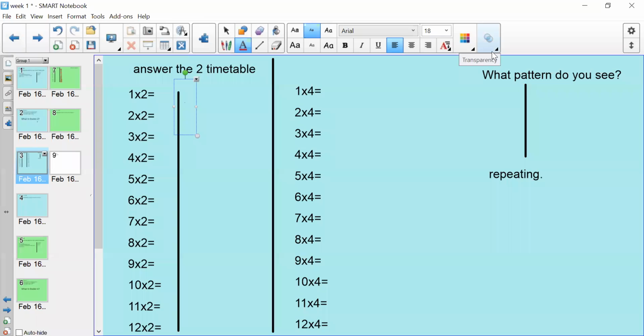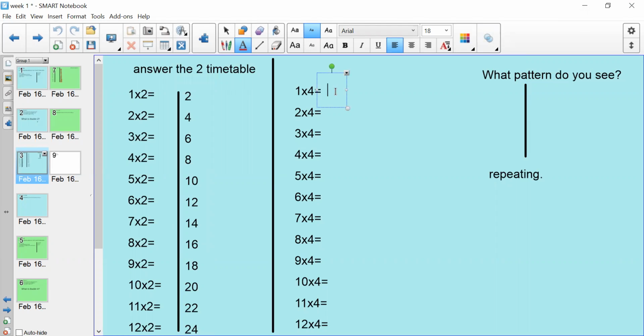Okay, so let's go through our answers together. 1 times 2 is 2, 2 times 2 is 4, 3 times 2 is 6, 4 times 2 is 8, 5 times 2 is 10, 6 times 2 is 12, 7 times 2 is 14, 8 times 2 is 16, 9 times 2 is 18, 10 times 2 is 20, 11 times 2 is 22, and 12 times 2 is 24. Okay, then we'll move to the 4 times table.